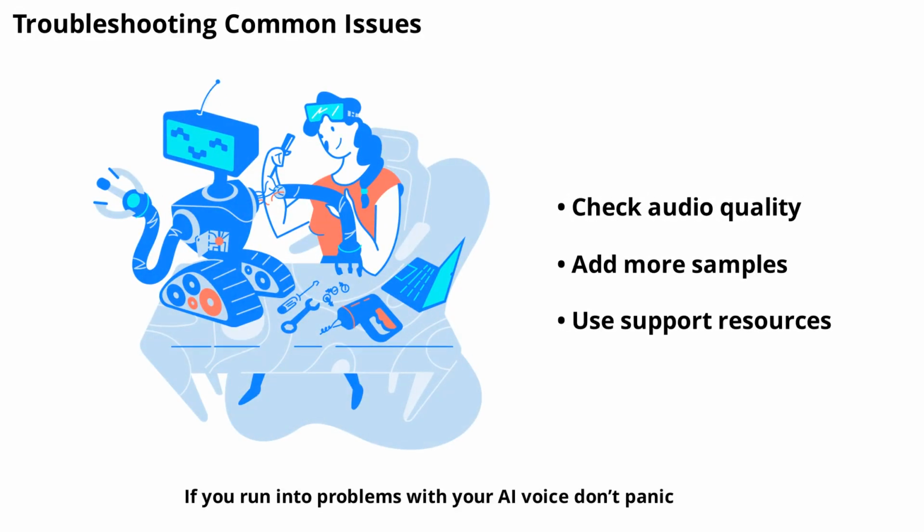If you run into problems with your AI voice, don't panic. Common issues include poor audio quality, robotic sound, or mispronunciations. Check your recording environment, provide more samples, or adjust settings in the platform. Most tools have support resources or communities where you can find help. With a little patience, you can resolve most issues and improve your AI voice.